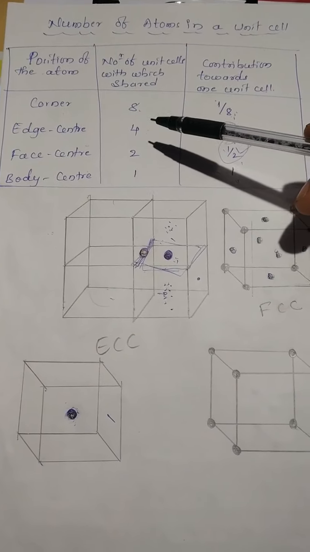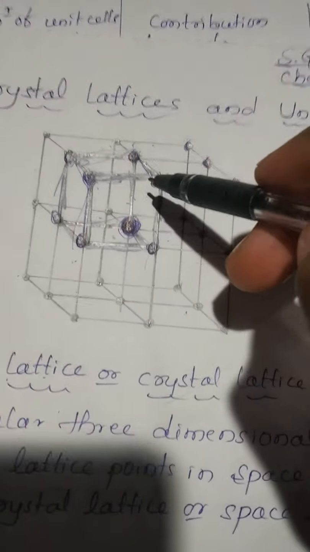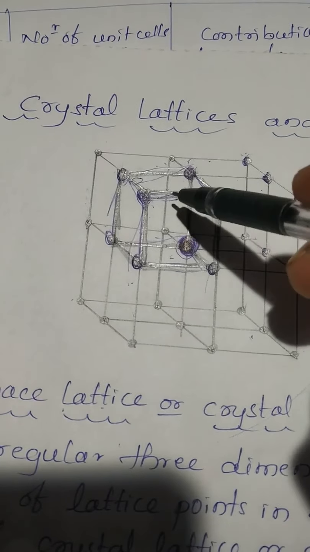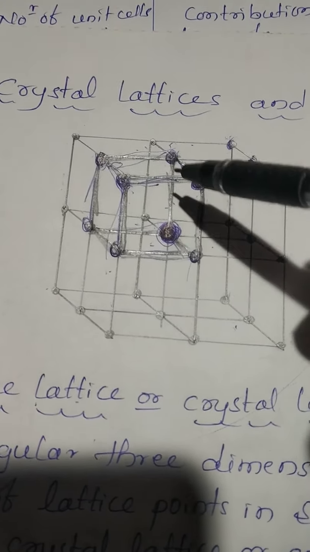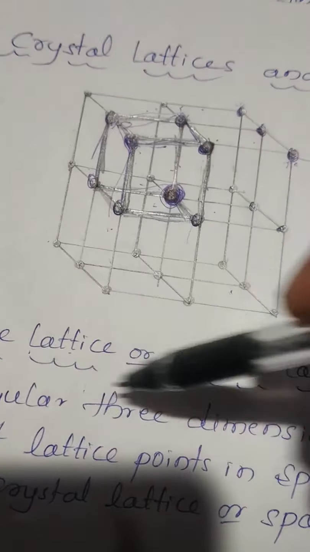Similarly, to understand that, see here first. These are the corner atoms. You can take it as a unit cell. The smallest portion of this crystal lattice is called a unit cell. This shaded part is one unit cell. If we repeat this unit cell in different directions, you will get a crystal lattice.